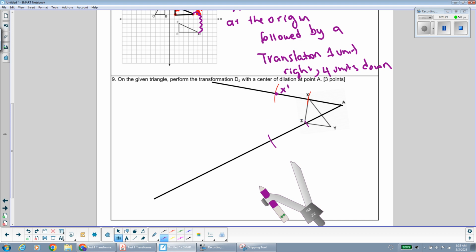You just need to find point Y prime. And then you can connect your 3 image points together to make the dilated triangle.